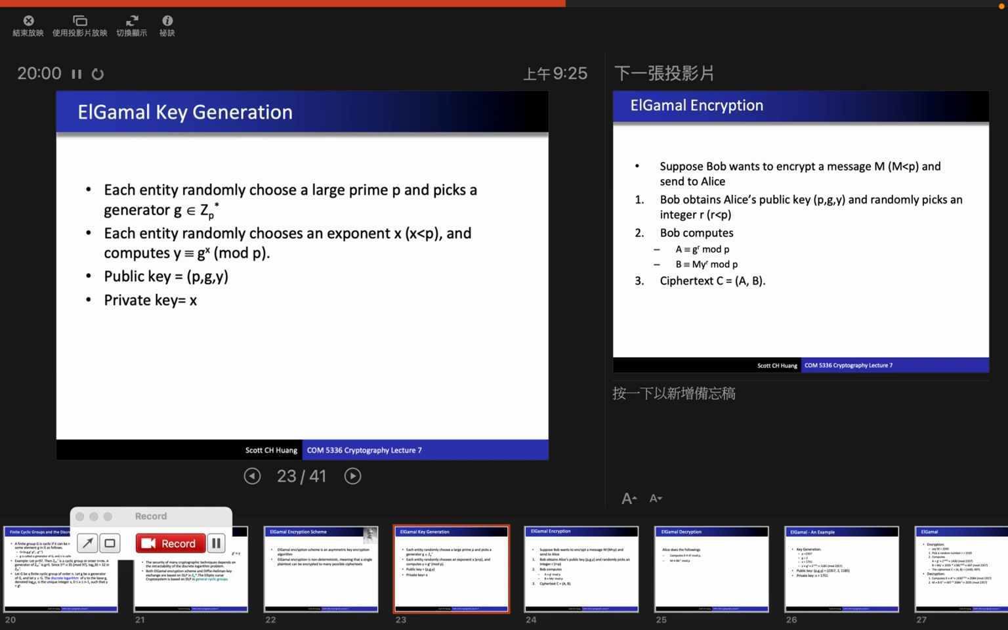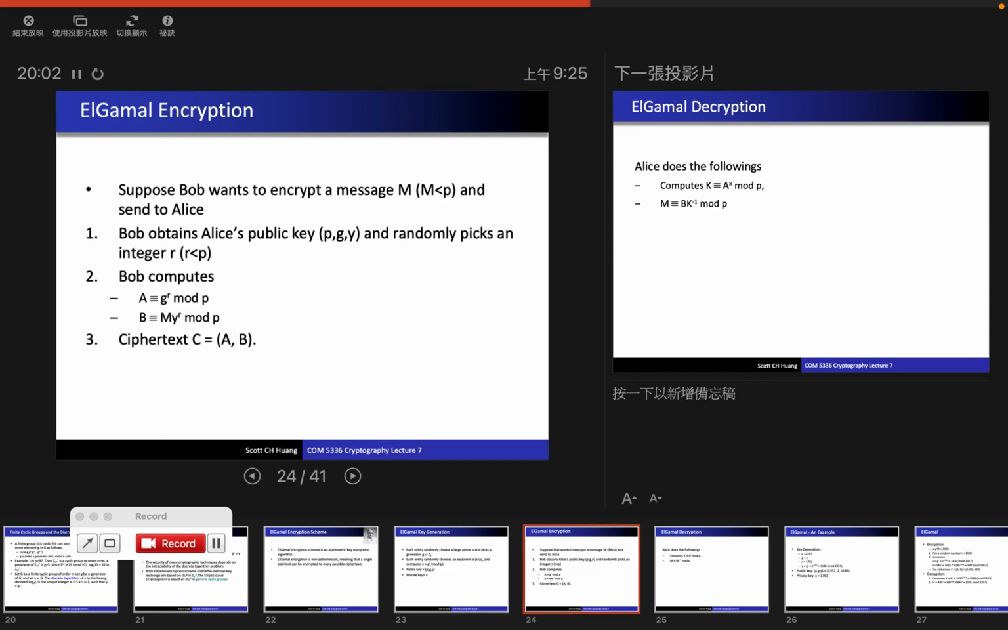Now, suppose Bob wants to encrypt a message for Alice. So Bob obtains Alice's public key. Let's see, Alice's public key is repeated.